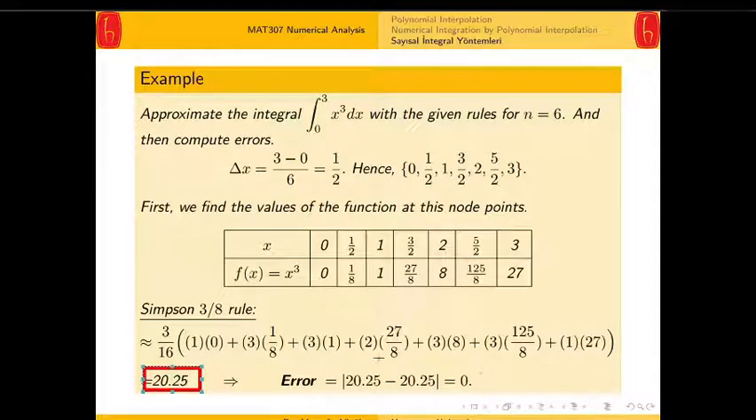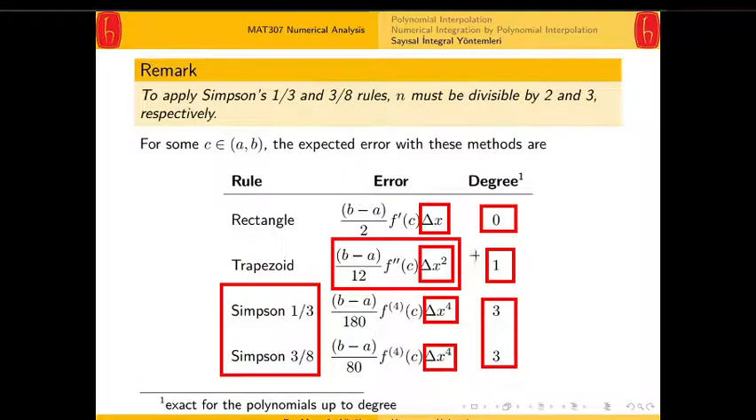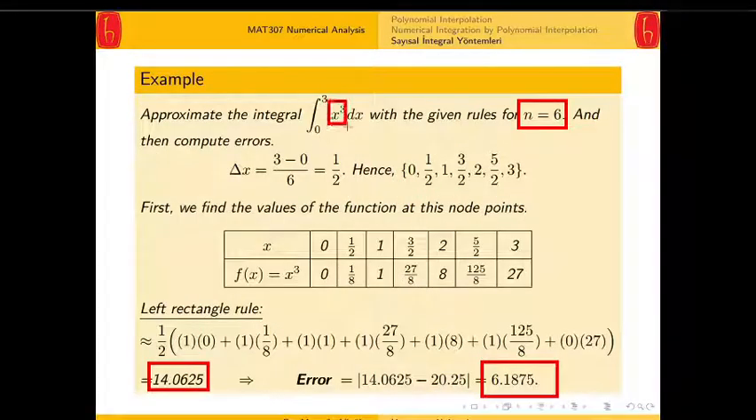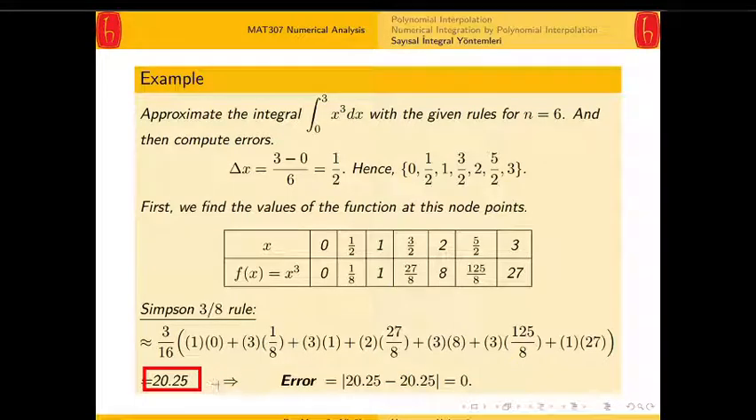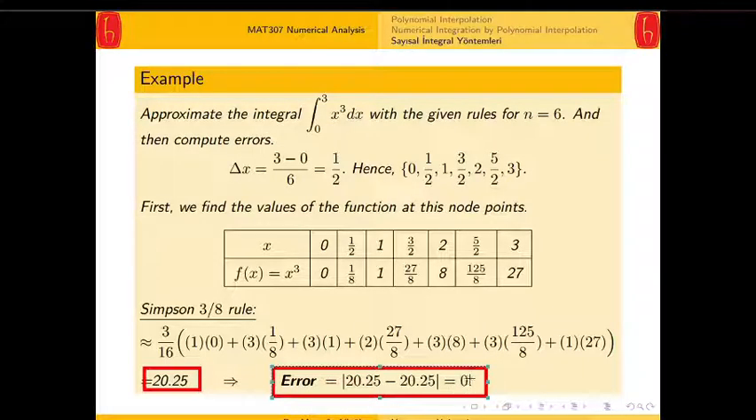Okay, why is that so? Why do we have 0 error with this function? Because, as we already mentioned, for Simpson's rule, polynomials of degree up to 3 will give us the exact value for the integral. Since we're working with a cubic polynomial, we already expect to get the exact value for the integral. But if we consider, for example, x to the 4th here, then Simpson's rules will not be exact anymore, so we will obtain some error not equal to 0.